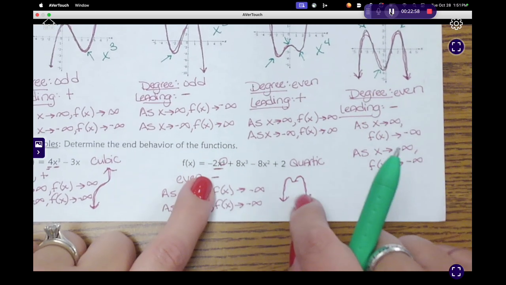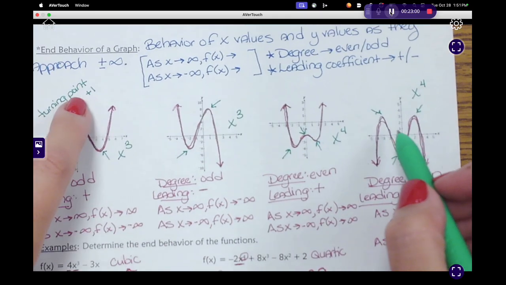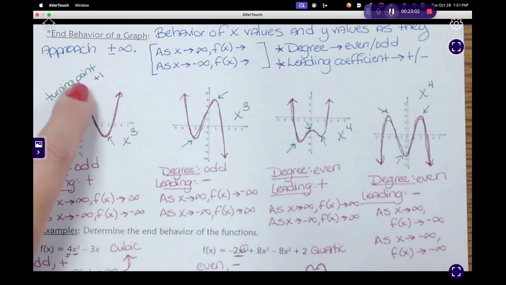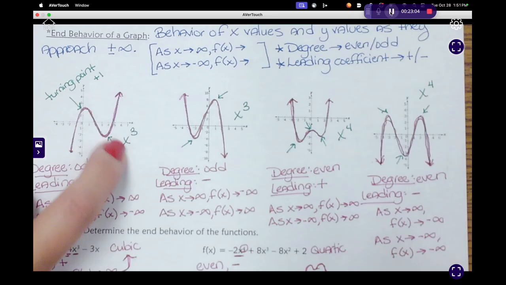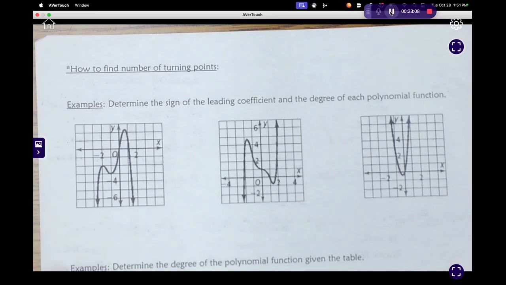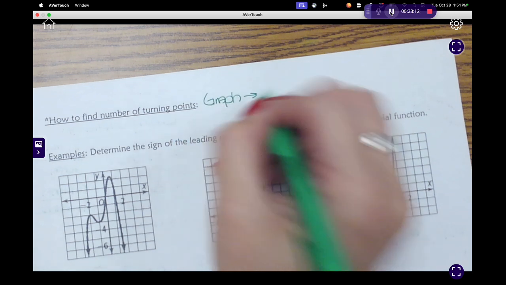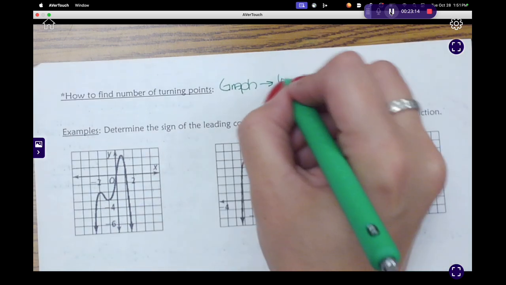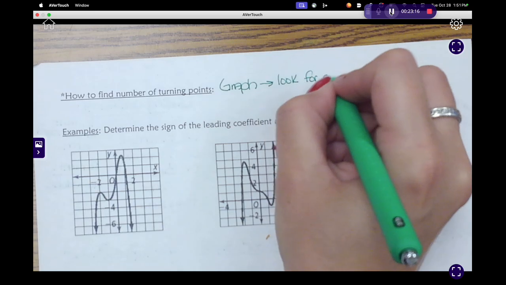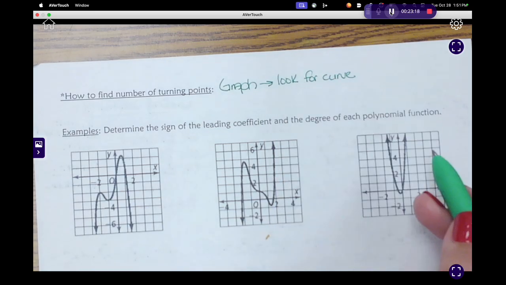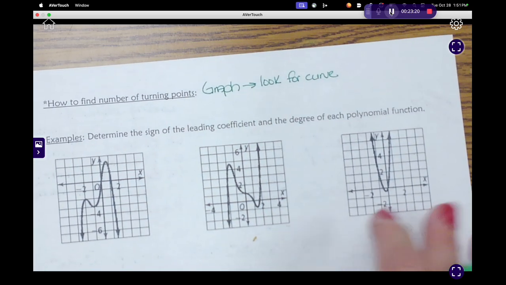Okay, so that tells me if I'm looking at a graph, I can take my turning points and add 1, and it's going to tell me what my degree is. Okay, so for your graph, you're looking for the curve. So where does it change direction? That's pretty easy to find on your graph, those turning points.